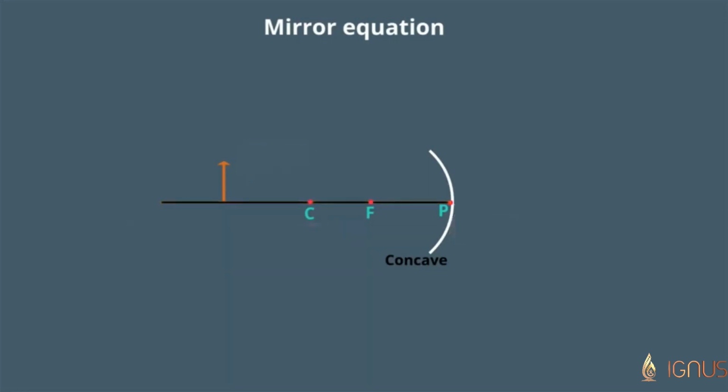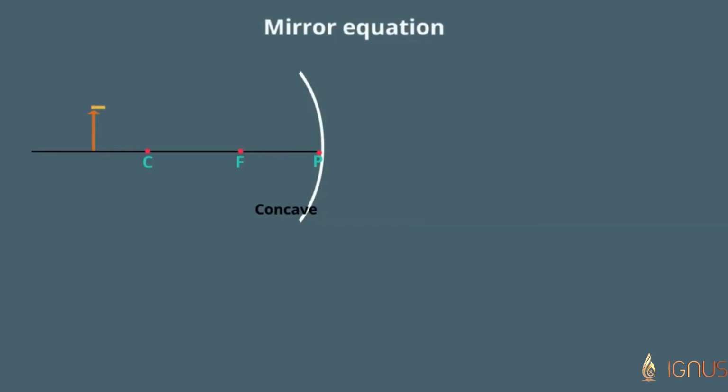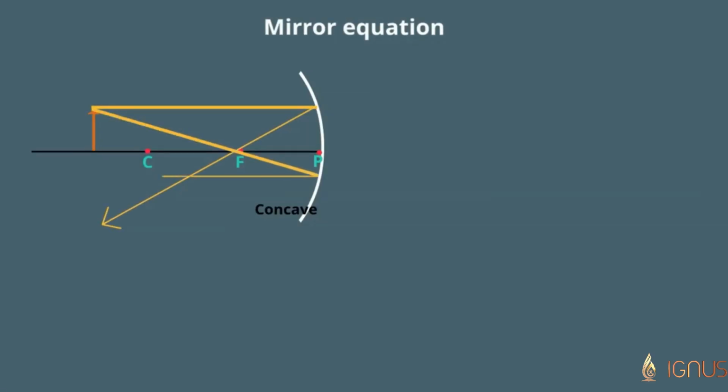Suppose our object is kept at C, at a finite distance away from the mirror. We draw our usual diagram to get the image, which is of course a real image. So what is the mirror equation? Well, let me just write it down. 1 over f is equal to 1 over u plus 1 over v.